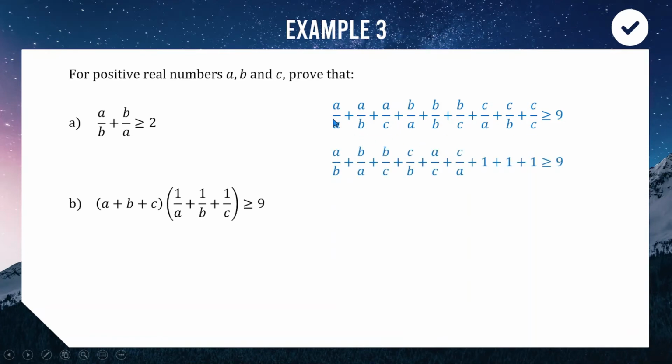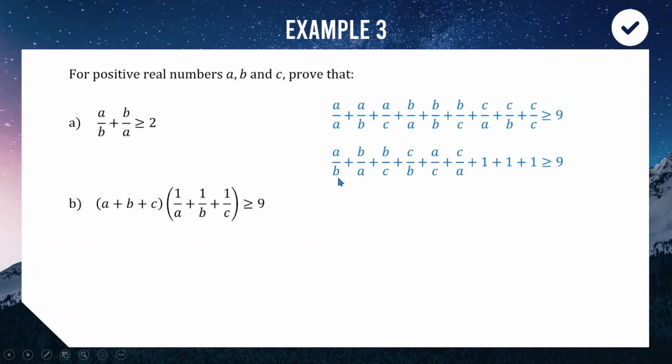So rewriting this, we have the 1s all grouped together. I'm going to put the a over b next to the b over a, b over c next to c over b, etc. The reason I've done this is because in part A, we proved that a over b plus b over a is greater than or equal to 2.